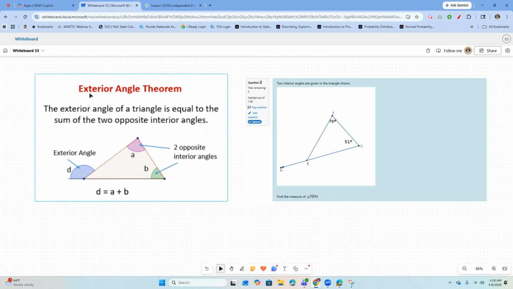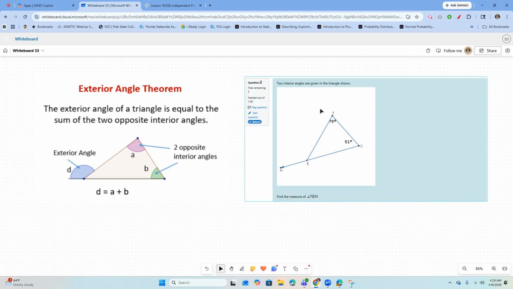Basically, the exterior angle theorem says when you have an exterior angle, like the one you see here shaded in blue, the angles that are opposite or farthest from the exterior angle, that will be these two angles, the red and the green one, those two angles are opposite or the farthest from the blue angle here. Basically this exterior angle is going to be the addition of these two angles.